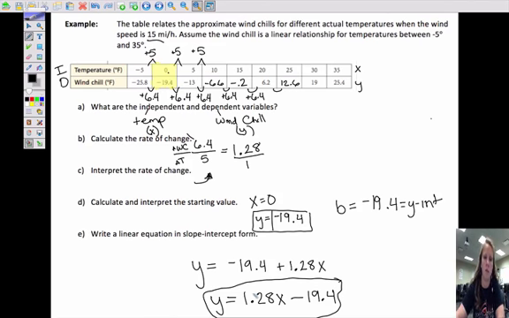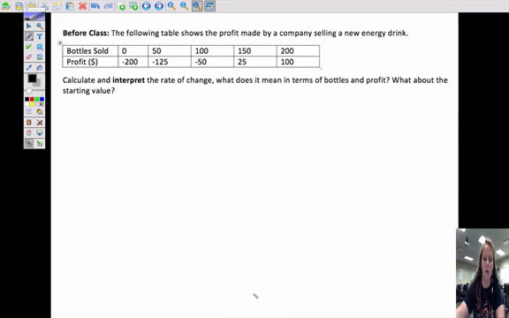All right. So before class, why don't you try the following table, calculate and interpret the rate of change. What does it mean in terms of bottles and profit? And then start to think about what's the starting value and what does that mean as well.